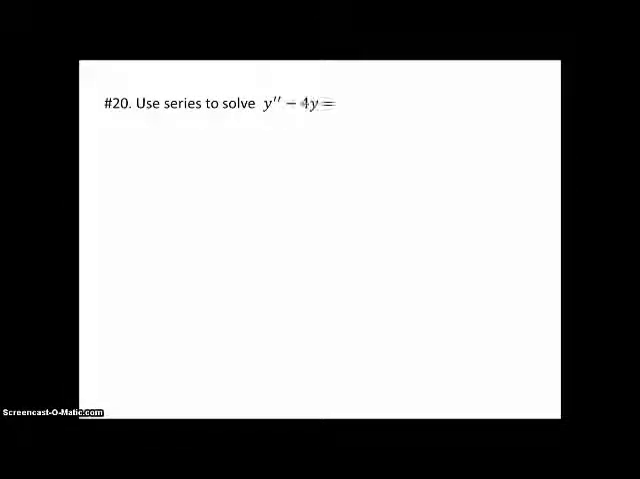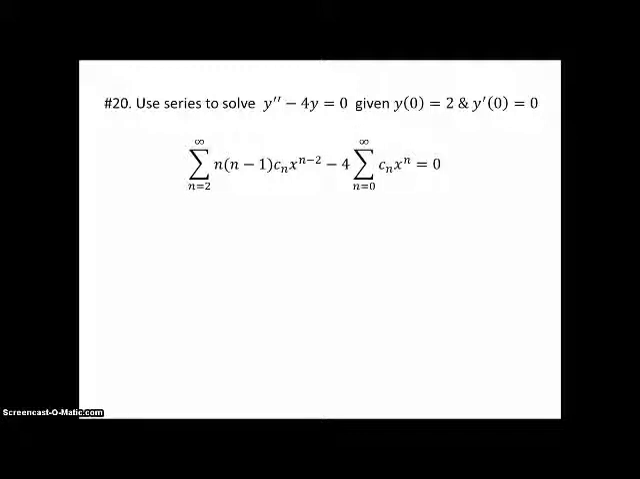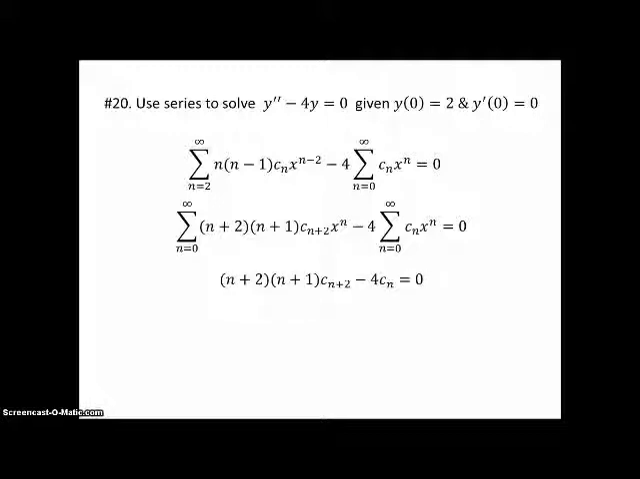Number 20. Use series to solve y double prime minus 4y equals 0, given that y of 0 is 2 and y prime of 0 is 0. So we have our second derivative series minus 4 times the original function series equals 0. And we need to change that index in the first series to 0. So we lower n to 0 underneath the summation sign and then add 2 to all the n's in the expression. So now we can combine and set our coefficient equal to 0. And then solving for Cn plus 2 in terms of Cn, we get this formula.